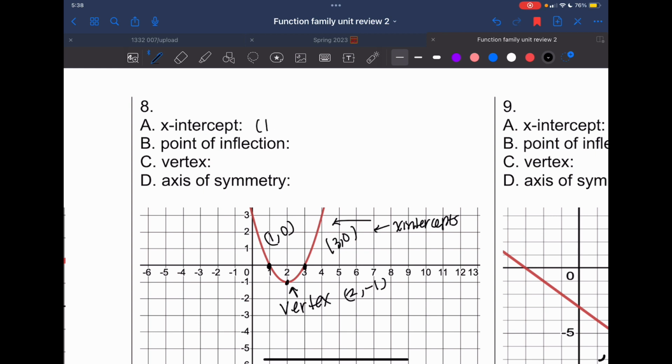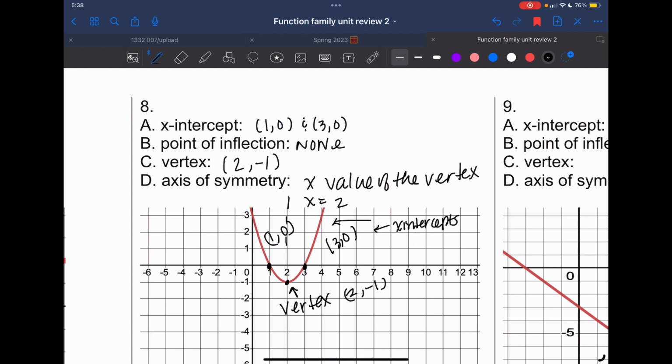Okay, so the x-intercept, again, there's 2 of them, 1, 0, and 3, 0. Point of inflection, there's none. My vertex was 2, -1. And my axis of symmetry is what we want to concentrate on. So on this one, it says the x value of the vertex, which is going to be x equals 2.